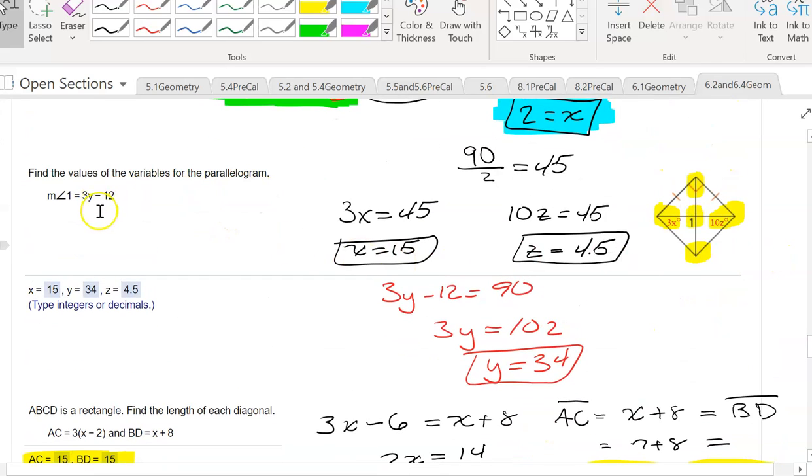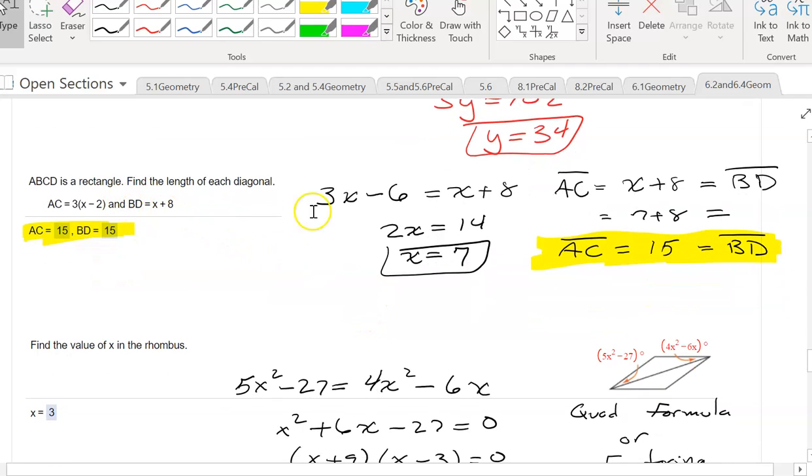Here, we've got a parallelogram, and each of these angles here that's highlighted is going to be 90 degrees. These diagonals bisect it, so half of 90 is 45. So the 3x is equal to 45 as well as the 10z. We solve both of those. And then this last one here, 1 is looking at a perpendicular angle here, which is 90 degrees. That's why I set it equal to 90. Solve in order to find y.